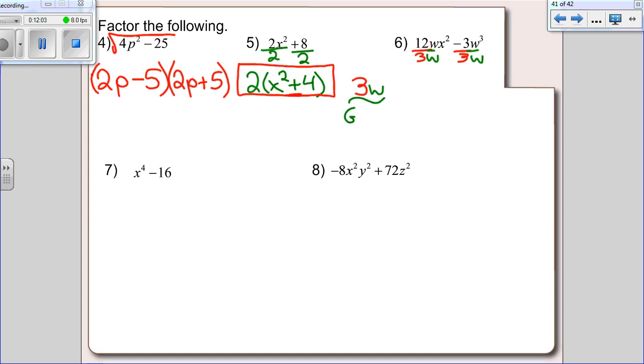What I'm left with after I divide out my GCF is 4x squared minus, 3 divided by 3 would just be 1, and then w squared. I did my GCF.